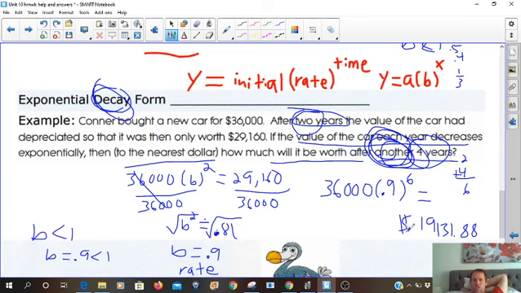And so that's a big depreciation, huh? After 6 years, your $36,000 car is like cut in half? That's ridiculous. And you're like, but I want to sell it. Oh, you better not, it's not worth selling it. So that's how decay works.